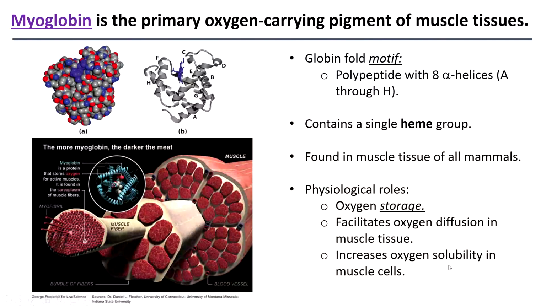It also increases oxygen solubility in muscle cells. So muscle cells are surrounded and bathed in interstitial fluid, much like every other tissue in your body, which is an aqueous environment. And so for oxygen to diffuse through muscle tissue, it must be able to move through the polar interstitial fluid. Since oxygen has a difficult time with this, binding first to myoglobin makes it easier for oxygen to move through the depth and length of a muscle tissue.